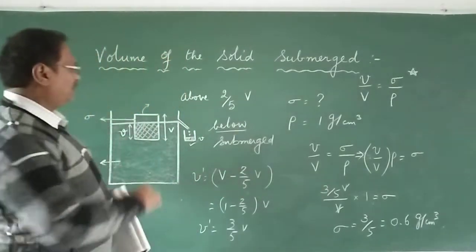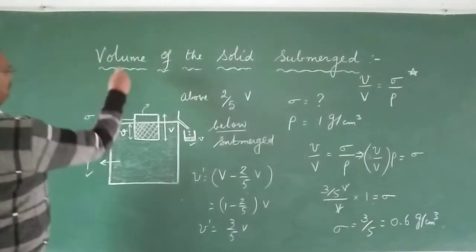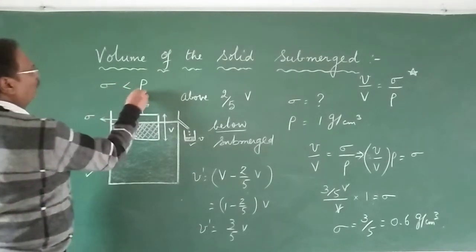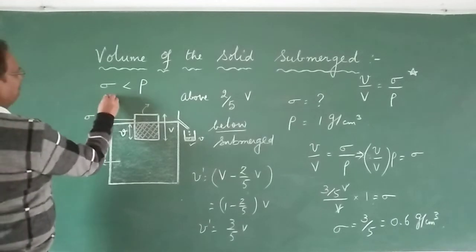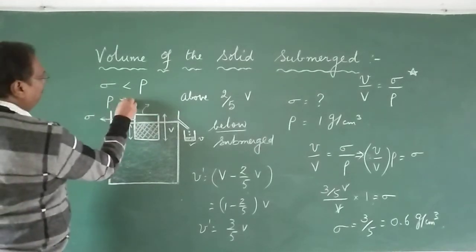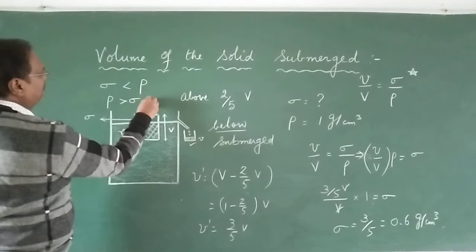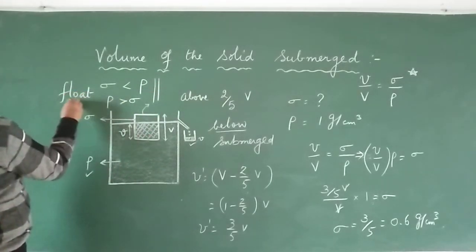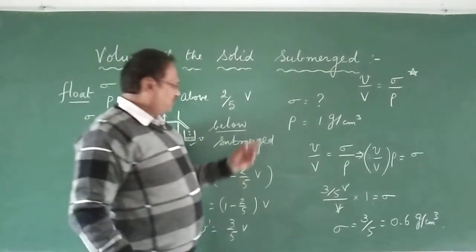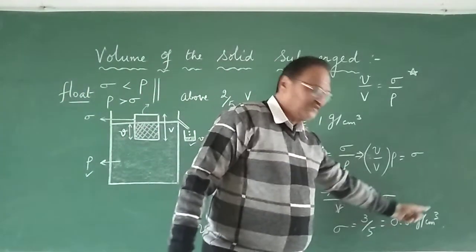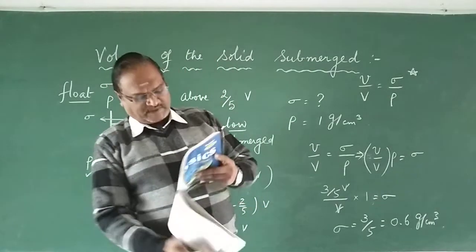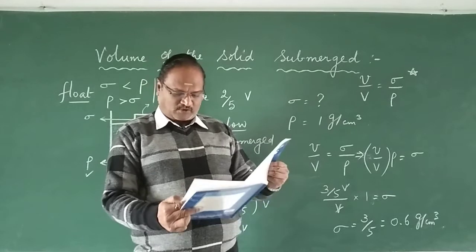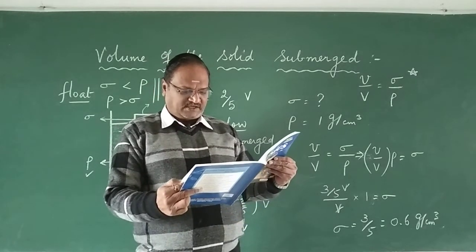In the case of flotation, sigma should be smaller than rho, or the density of the liquid should be more than the density of the solid, then the body will float. This is the condition for flotation. You see this is 1 and this is 0.6. There are so many other problems in this, and it should not be a problem once we solve many of them.